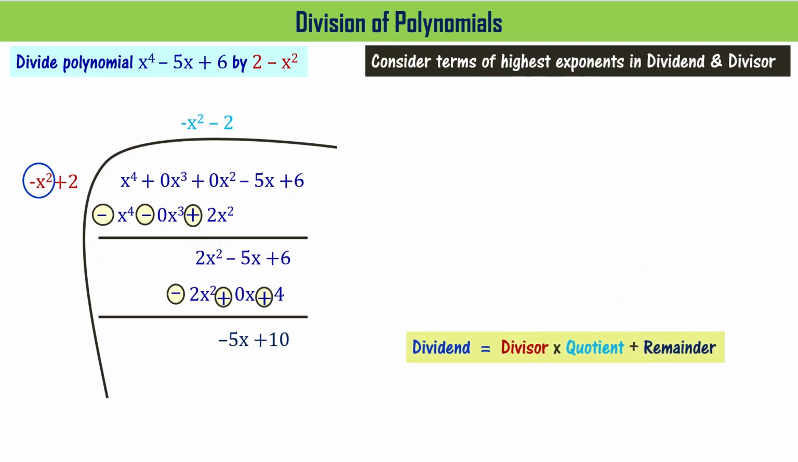So when you express the dividend as divisor times quotient plus remainder, x power 4 minus 5x plus 6 can be written as minus x square plus 2 times minus x square minus 2 plus minus 5x plus 10, right?